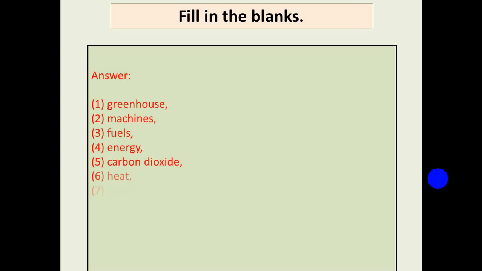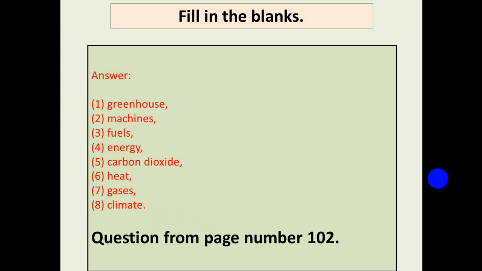Now some activity for you students. Fill in the blanks from your textbook, page number 102. Here are the answers for you. First of all, 1. Greenhouse, 2. Machines, 3. Fuels, 4. Energy, 5. Carbon dioxide, 6. Heat, 7. Gases, 8. Climate.